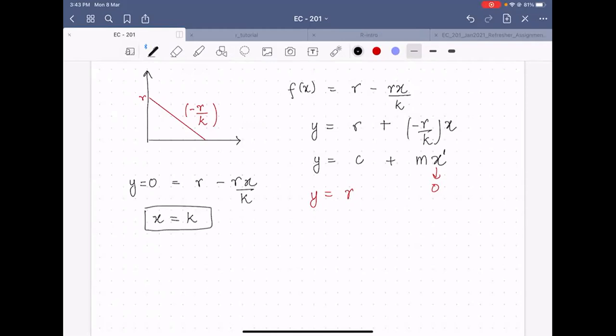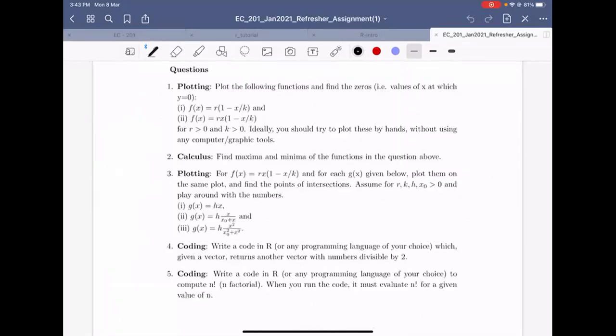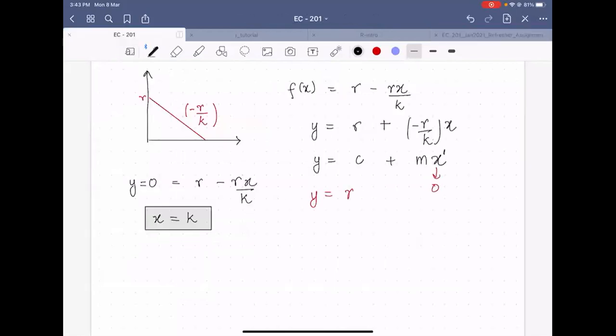Okay, so this is what we get. x is equal to k. So this is one of the zeros of the equation. Great. We are done with the first one. We'll just continue with question 2 also, because we anyway have to solve it for both the parts of question 1. So, finding maxima and minima of the functions.